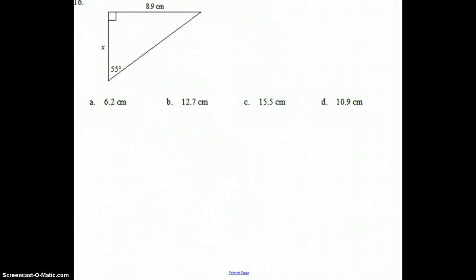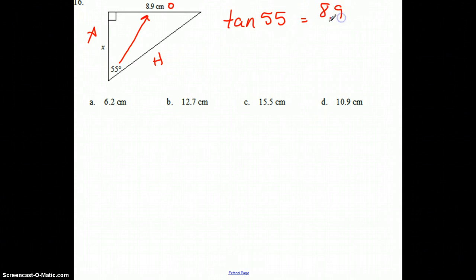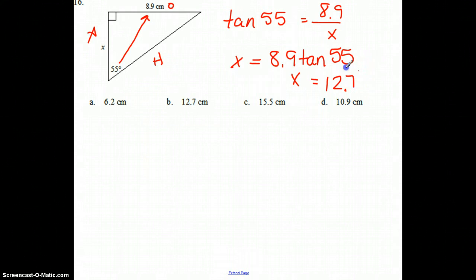Only a few more here. Okay. Next one. Opposite, adjacent, hypotenuse. Now I almost don't need to write my stuff down on this one because I can tell it's going to be tangent again. We've had several in a row that have been tangent. So the tangent of 55 equals 8.9 over x. So x equals 8.9 times the tangent of 55. So if I put this in my calculator, I end up with 12.7. So there's B.